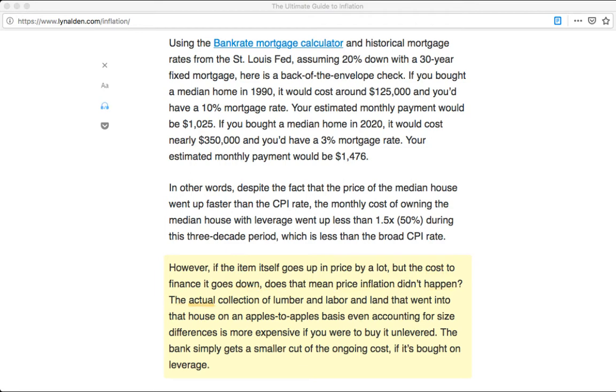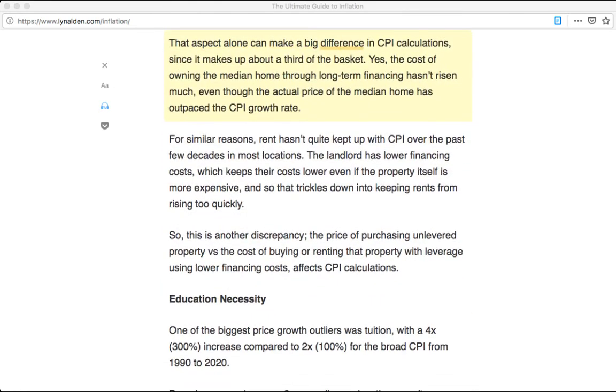The actual collection of lumber and labor and land that went into that house on an apples-to-apples basis, even accounting for size differences, is more expensive if you were to buy it unlevered. The bank simply gets a smaller cut of the ongoing cost if it's bought on leverage. That aspect alone can make a big difference in CPI calculations, since it makes up about a third of the basket. Yes, the cost of owning the median home through long-term financing hasn't risen much, even though the actual price of the median home has outpaced the CPI growth rate.